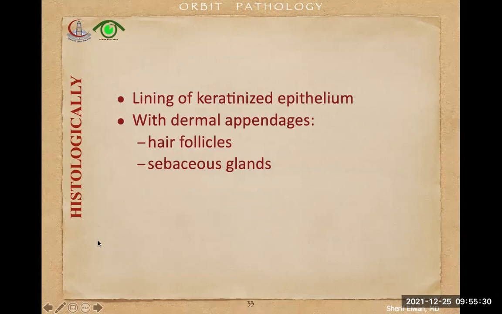Now, as a dermoid, and by the way, oid means like, it's a dermis-like cyst, so it is a dermoid cyst. It has got a lining of keratinized epithelium with dermal appendages like hair follicles and sebaceous glands. You know, the structure of the dermis is an epithelium with appendages, which are the hair follicles and sebaceous glands.